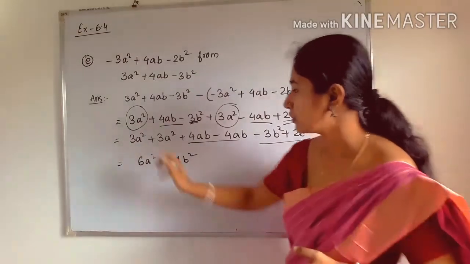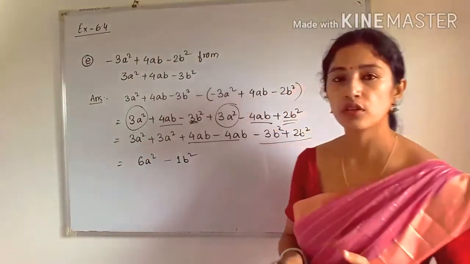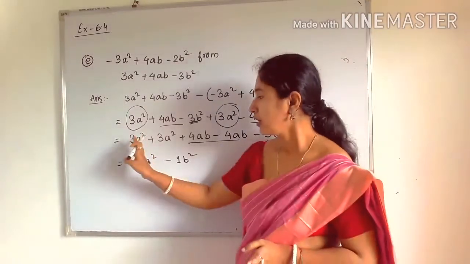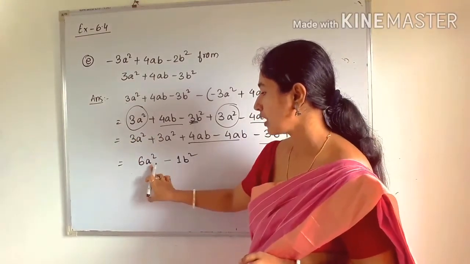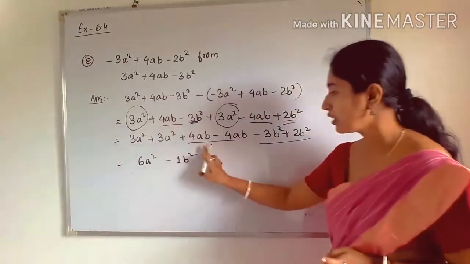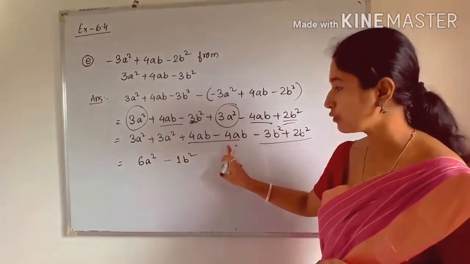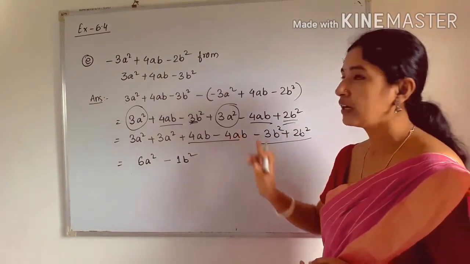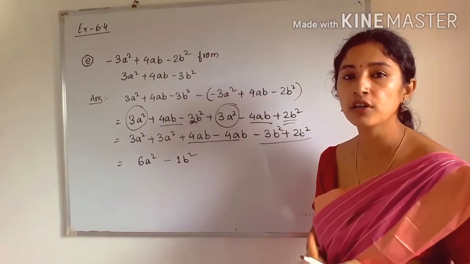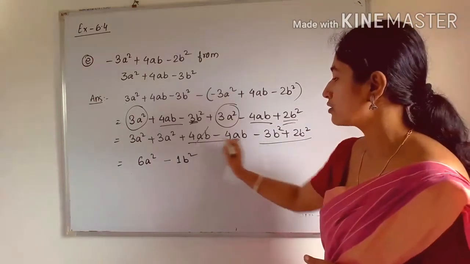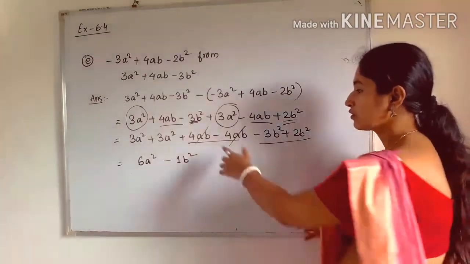So next you can see 3a square plus 3a square, both are positive, so we can easily add them. 3 plus 3 will be 6, so 6a square. Next see 4ab minus 4ab. One is in positive and other is in negative, so we have to subtract. So 4ab minus 4ab. 4 minus 4 will be what? 0. So we can also cancel it. Okay, like that way also we can do it.